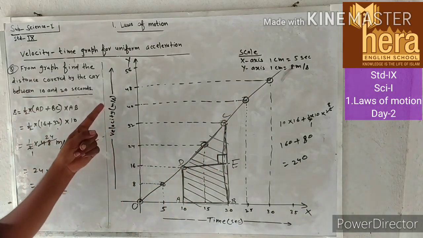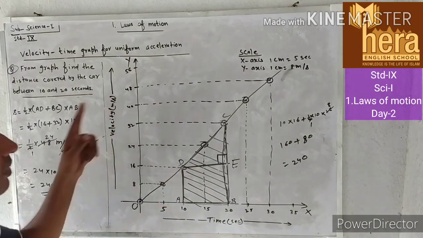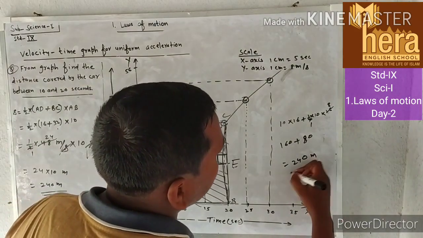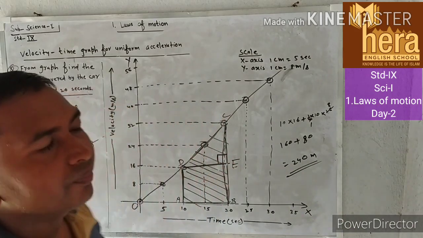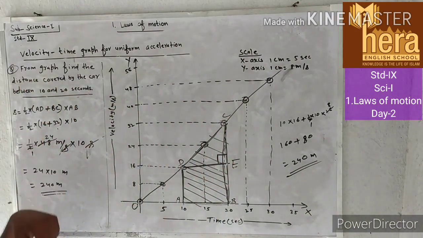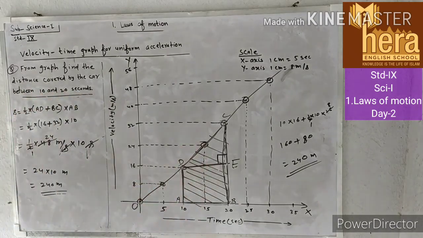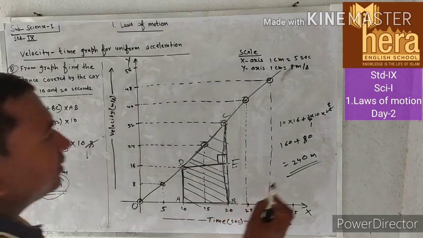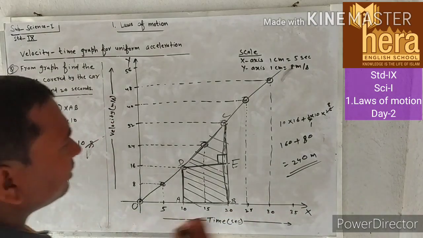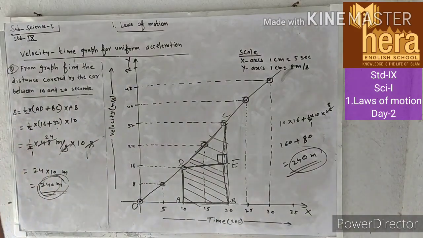Since second will be cancelled out, meter will be there. So 240 meter. So there are two ways to find distance covered by a car between 10 and 20 seconds. Okay? From this graph, see, here is 10, here is 240 meter, again here is 240 meter. So answer will be same.